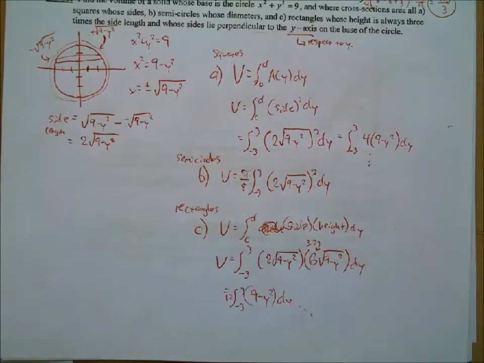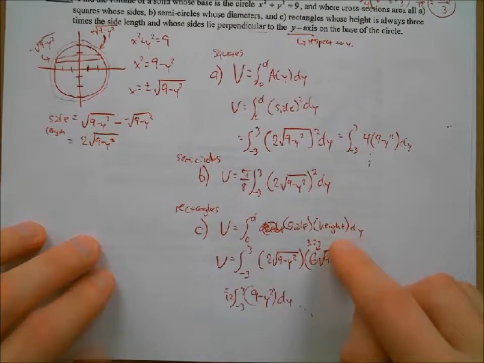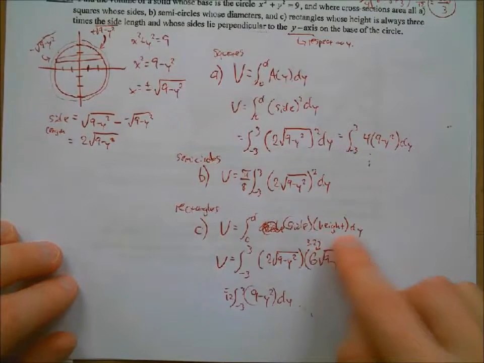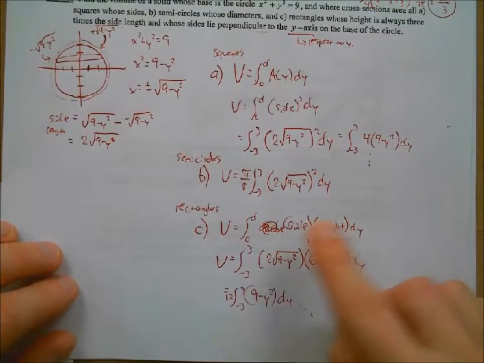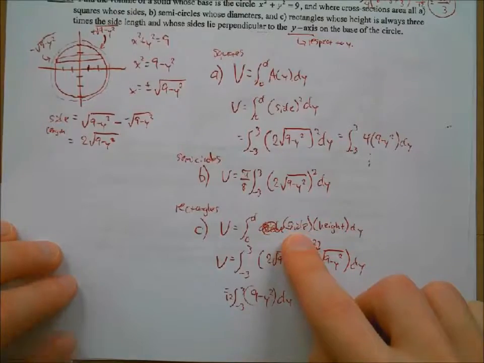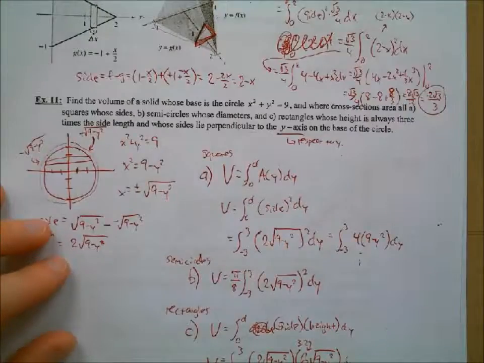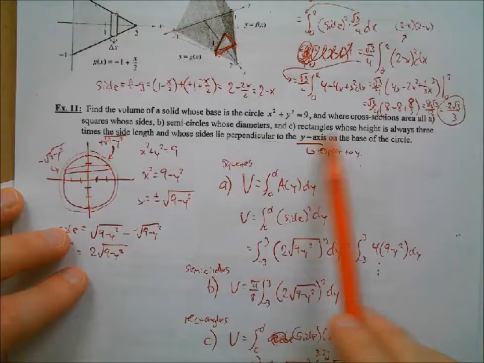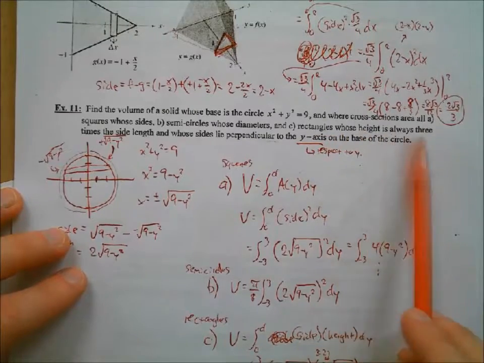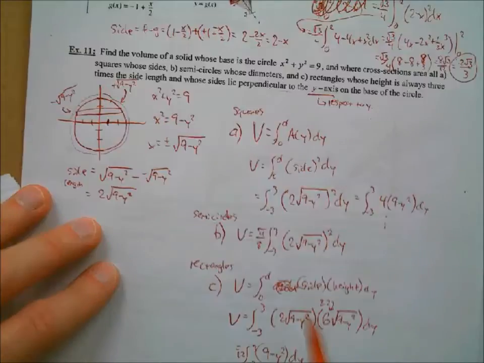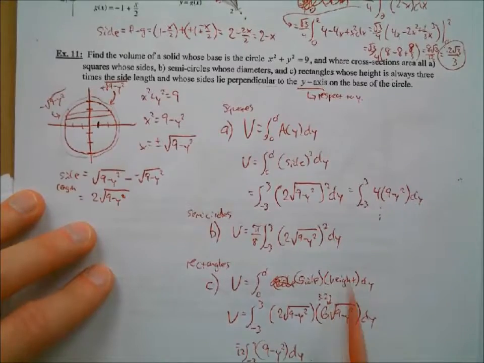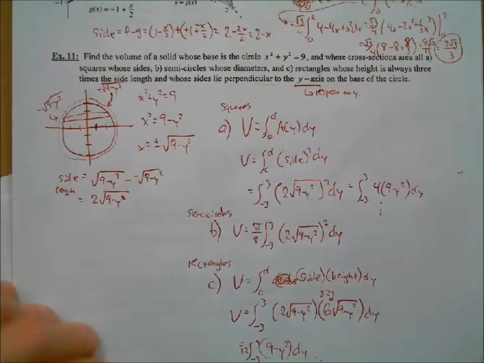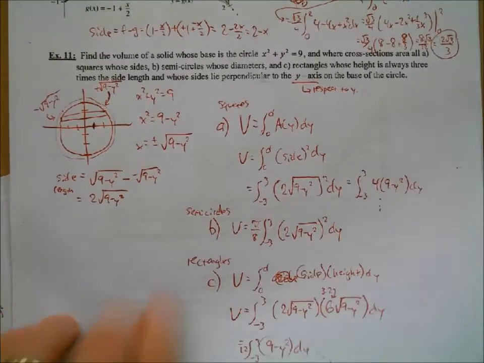But for a rectangle, side and height are independent of one another. And so most of the time you'll be given some sort of relationship for the height, and it relates back to the side in this case. If you just read it here, rectangles whose height is always 3 times the side. So it's side times height, side times 3 times another side. So it's just going to be 6 root 9 minus y squared. That's all. Okay. All right, we're going to turn the page here and do one more example together.